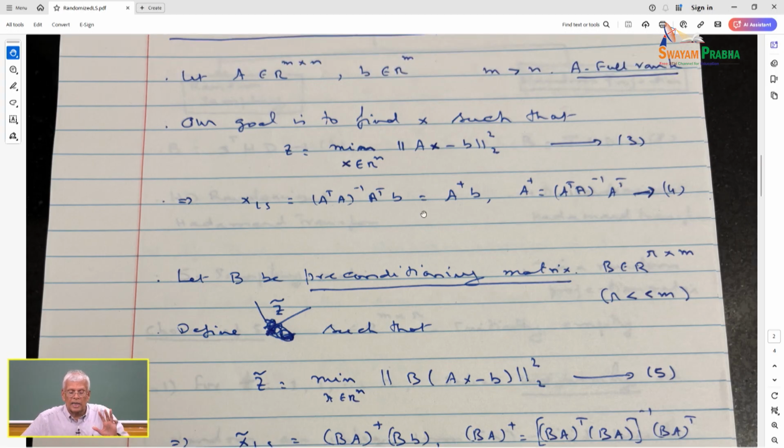So that's the least square problem we already know. I already know how to calculate x_LS in equation 4. I also know how to calculate the minimum value of the square of the residual, which is essentially the sum of square residuals.